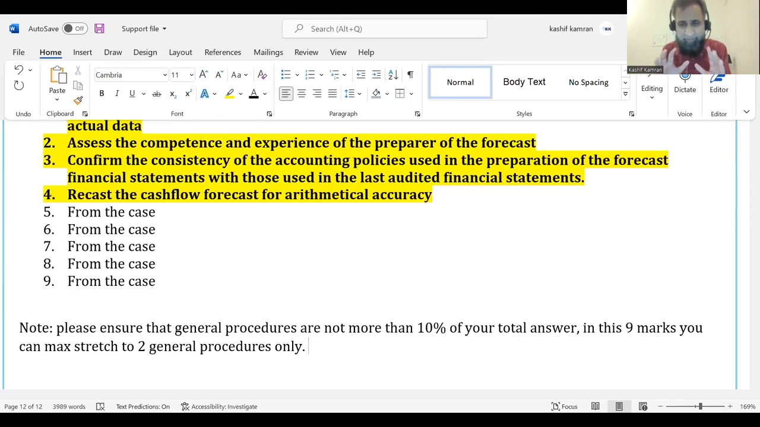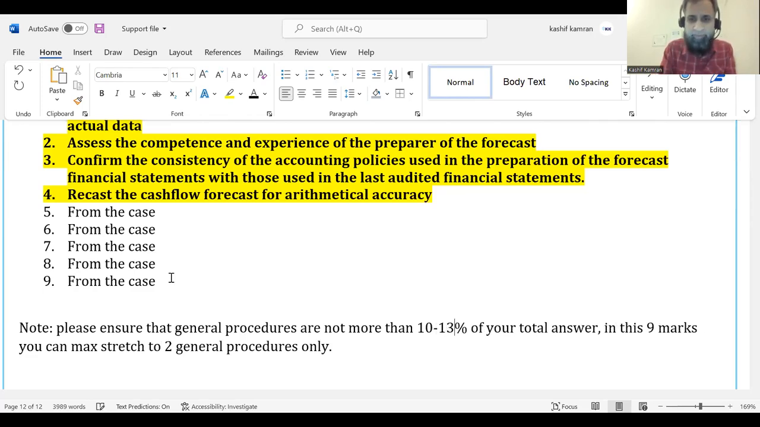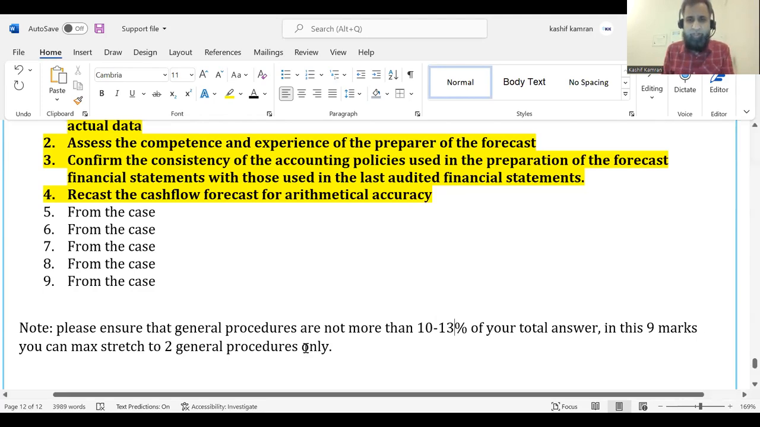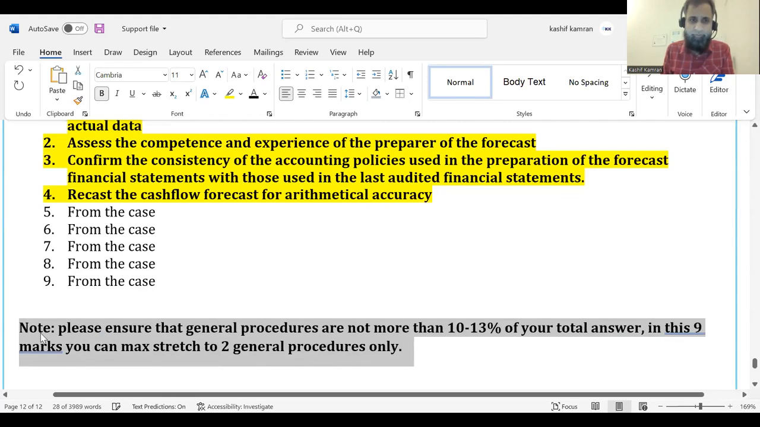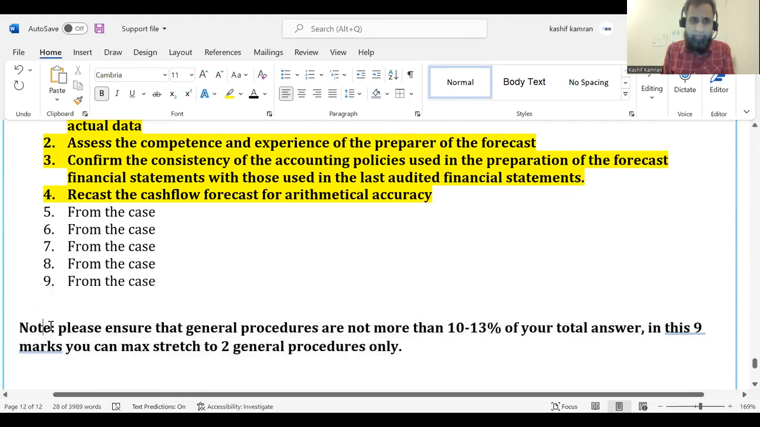Right? Be flexible. Not more than 10 to 13% of your answer should be on journal procedures. Is that clear? Is this note number clear to all of you? Will you stick to this note number?